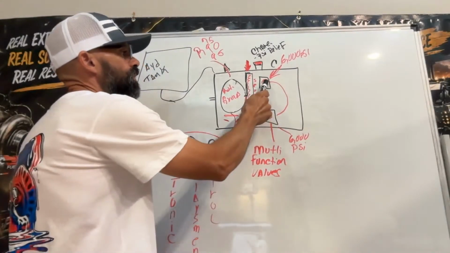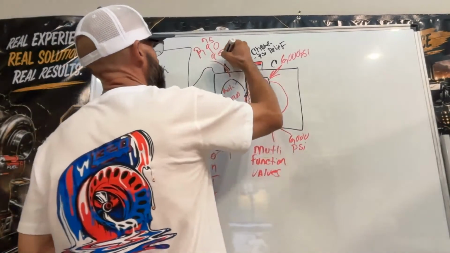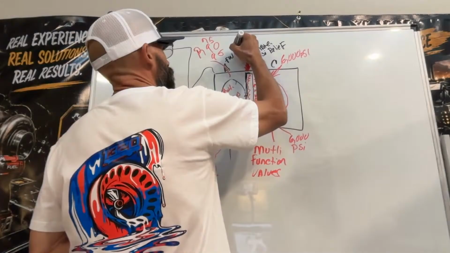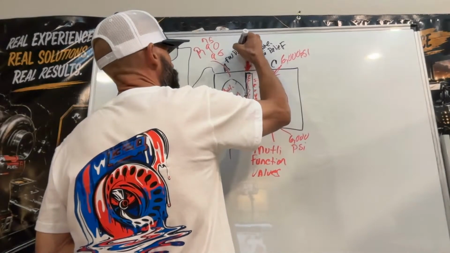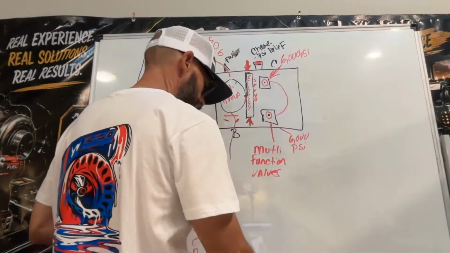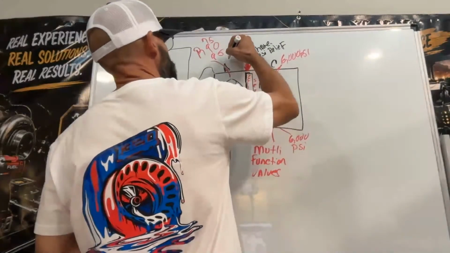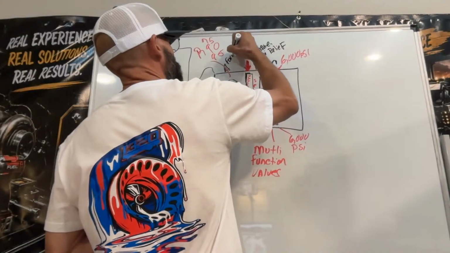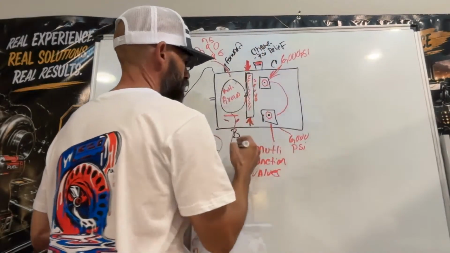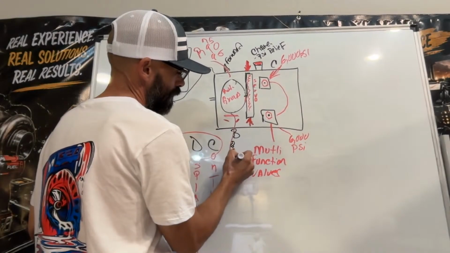If you want to decrease your forward, let's call this one forward pressure, forward. Oh my God, I can't write tonight. What's going on? Forward. Let's call this one port A. Forward. Let's call port B. Reverse.